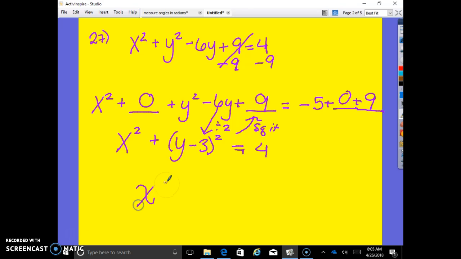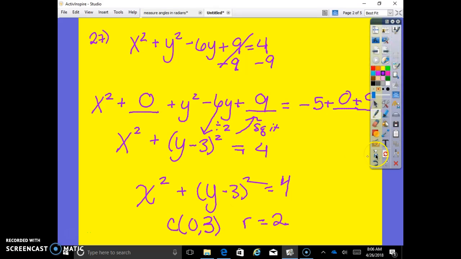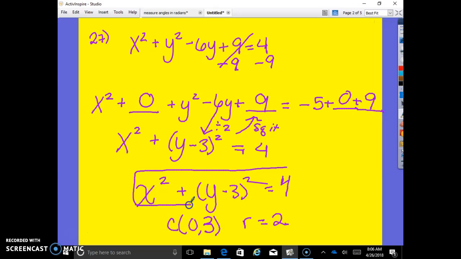So yes, this is a circle, and the equation is x squared plus y minus 3 squared equals 4. My center of this circle would be at 0, negative 3, or what? 0, positive 3, because it's always the opposite sign, since it's x minus h squared plus y minus k squared equals radius squared. So my radius, the square root of 4, is 2. I have a radius of 2 and a center of 0, 3. And that is how you complete the square. This is the equation of the circle.